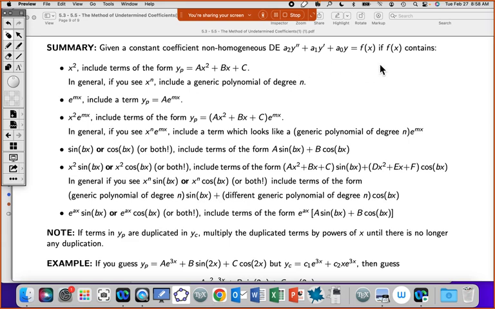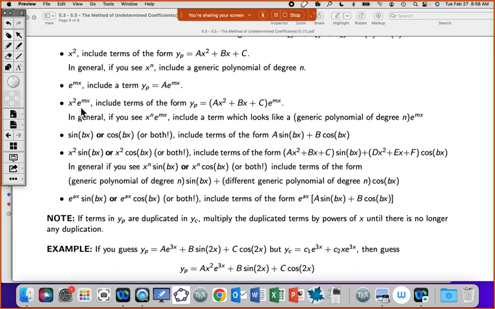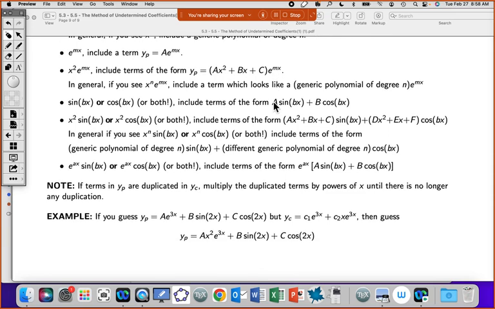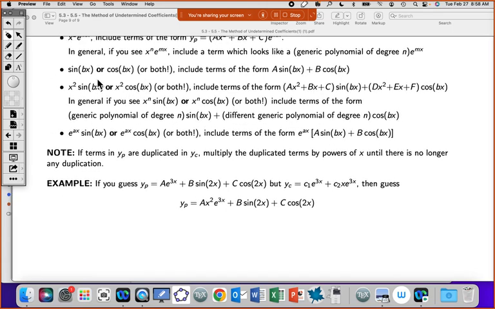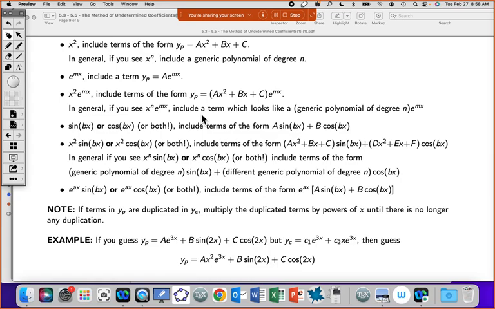If you see an e to the mx showing up, then you need things that look like e to the mx, because as you take derivatives of e to the mx, you're just going to get e to the mx again. If you see an x squared e to the mx, then once again, you've got that polynomial piece. As you take derivatives, you're going to get all the lower powers of x, so you need to put that in there. If you see a sine or a cosine, you have to include both, because as you take derivatives of sine and cosine, you're going to get sines and cosines. If you see a polynomial times sine or cosine, then you need the generic polynomial. So you see the pattern here, folks?